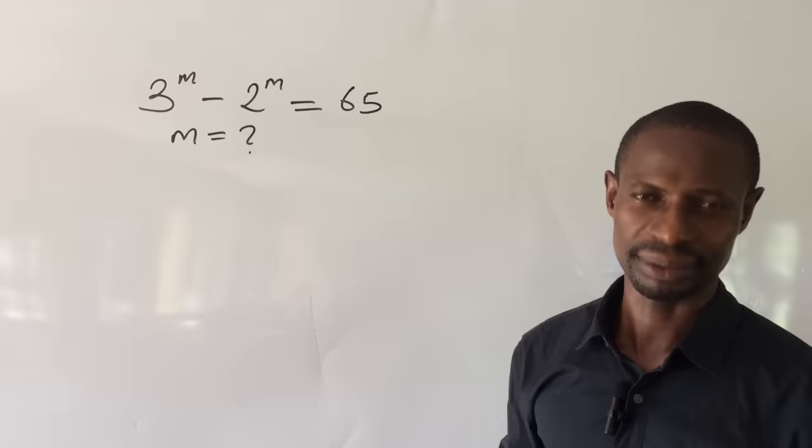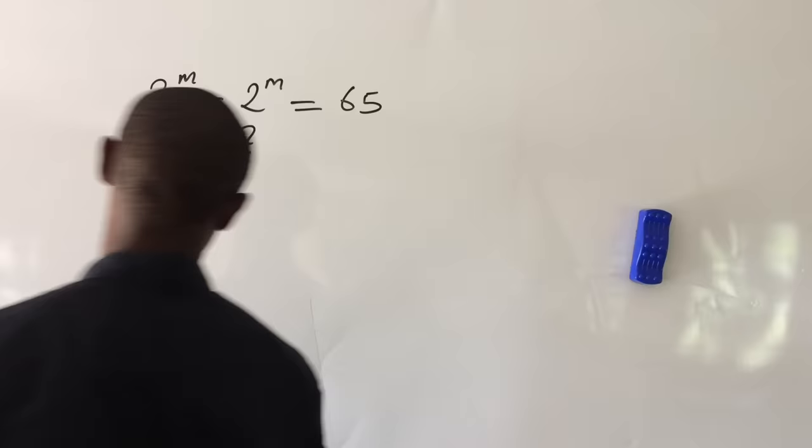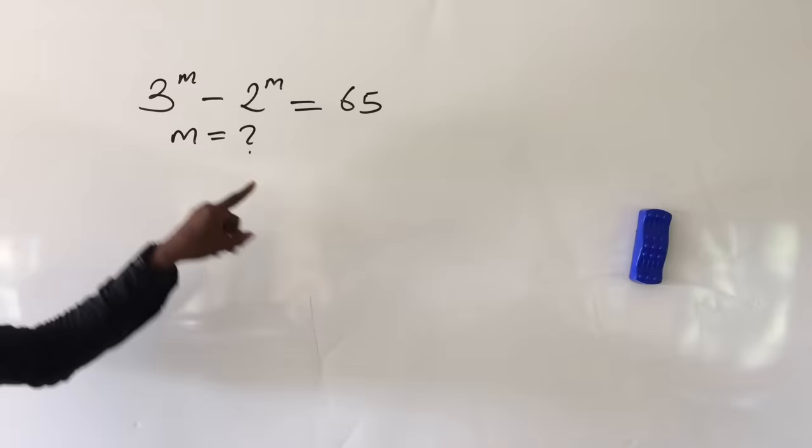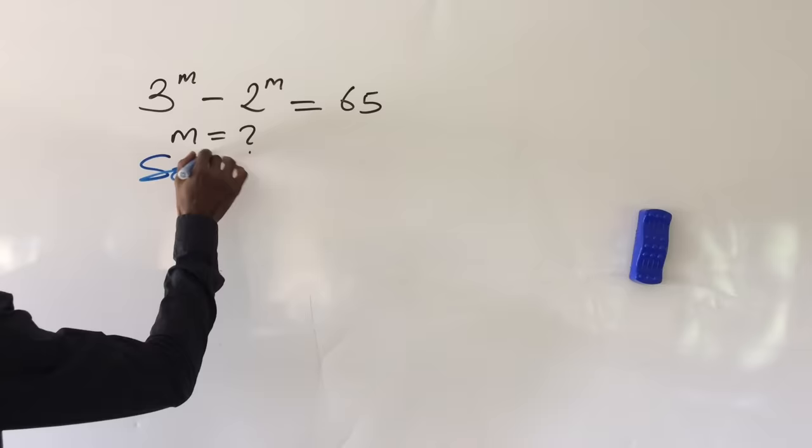Okay, so let's take a look at this question for the day. The question says 3 to the power of m minus 2 to the power of m equals 65. What then will be the possible value of m? Okay, without much waste of time, let's take our question and put down the solution.